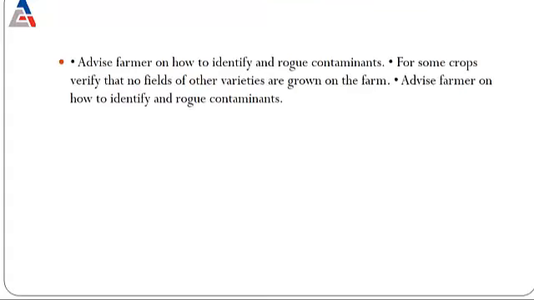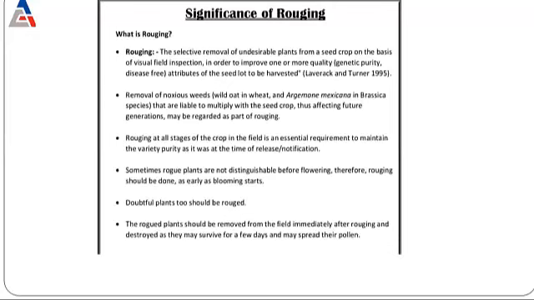For some crops, verify that no fields of other varieties are grown on the farm. Advise the farmer on how to identify the contaminants. What is the significance of roguing? Roguing is the selective removal of undesirable plants from a seed crop on the basis of visual field inspection. Means you are not applying any machines or the camera, rather you have to inspect yourself. And in order to improve one or more qualities, disease free, right? Why are you inspecting? Because you want to make your crop disease free.